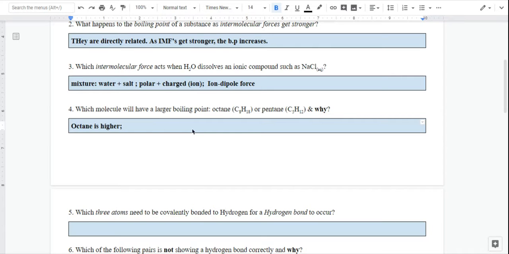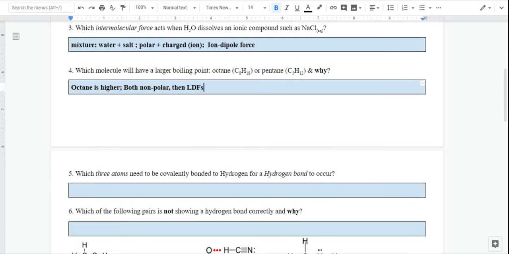So what's significant is that since both of these are carbon and hydrogen, they are both non-polar. And if they're non-polar, then they're held together by London dispersion forces. And London dispersion forces are the weakest of the intermolecular forces.